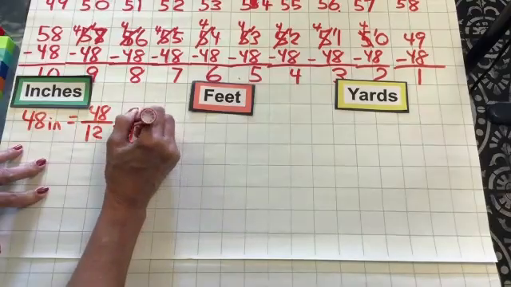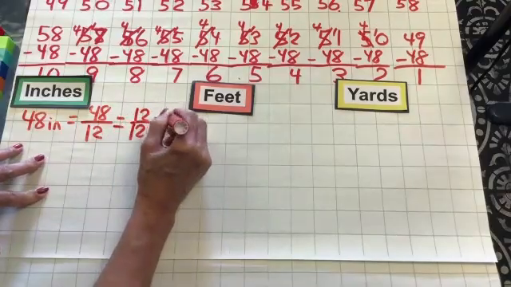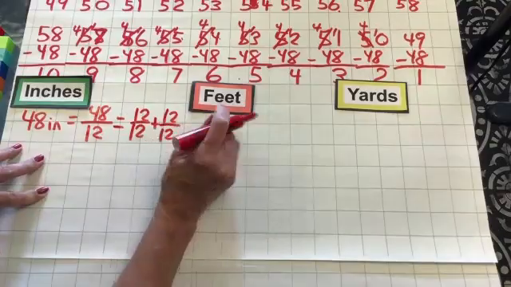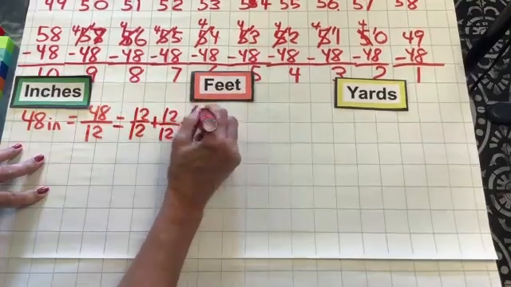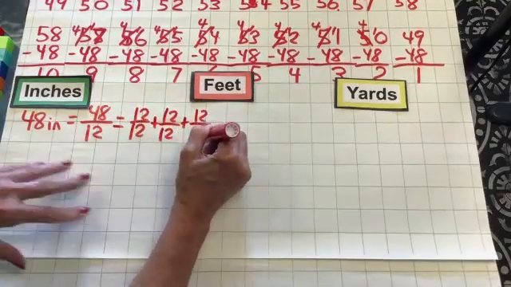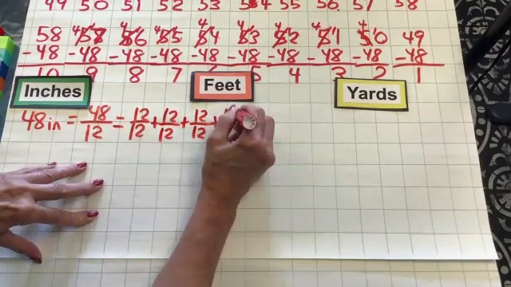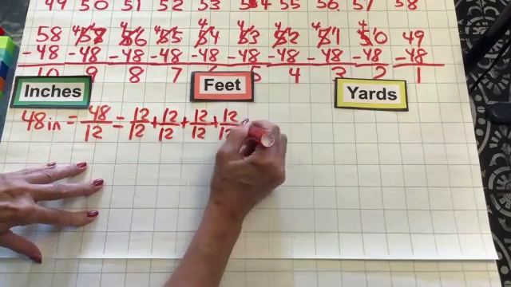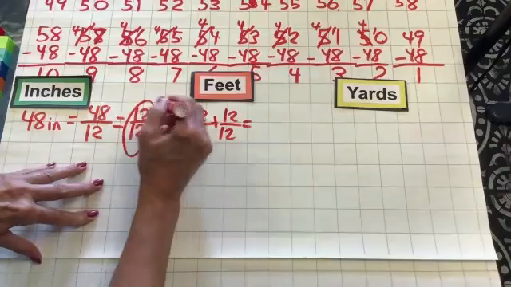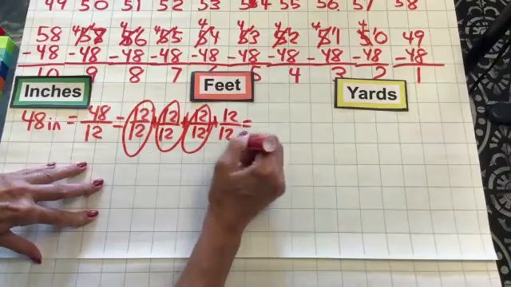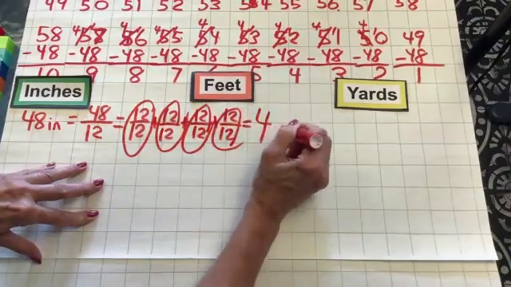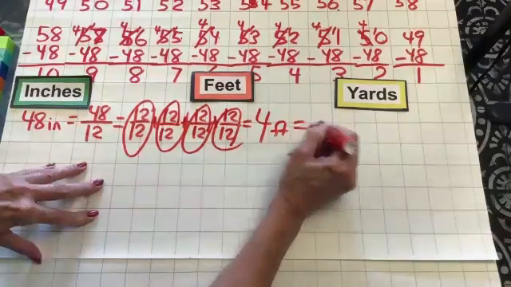So we have 12 over 12. That's another 12 over 12 is 24. Another 12 over 12 is 36. And then another 12 over 12 is 48. So 48 inches is the same as 4 whole feet, even.